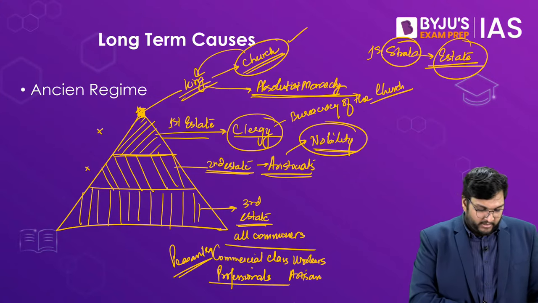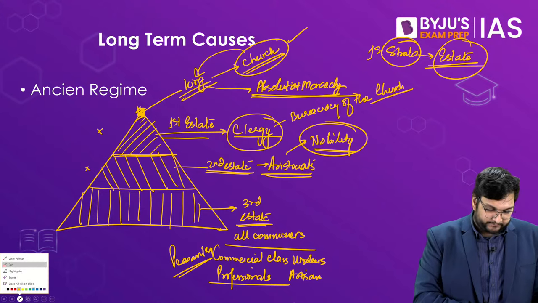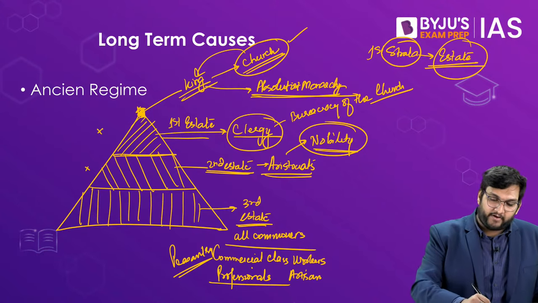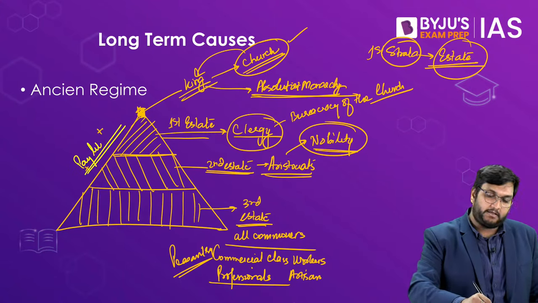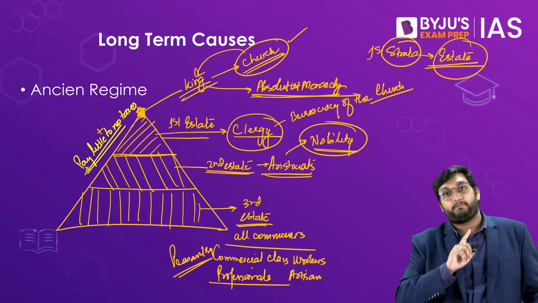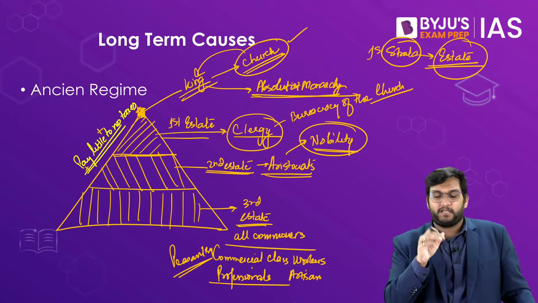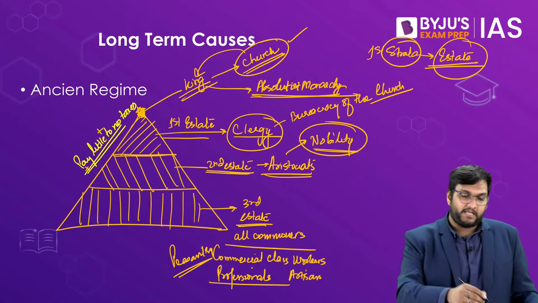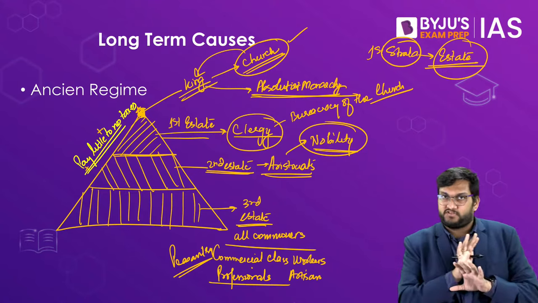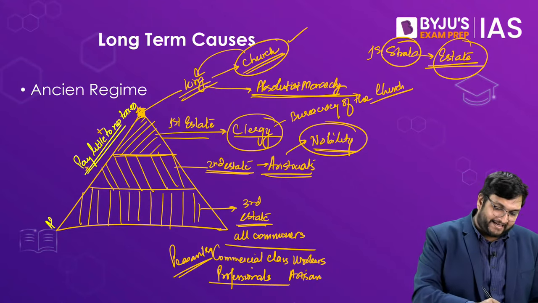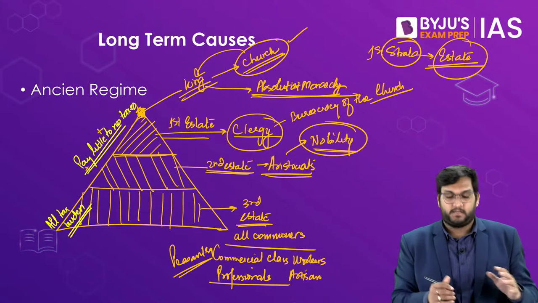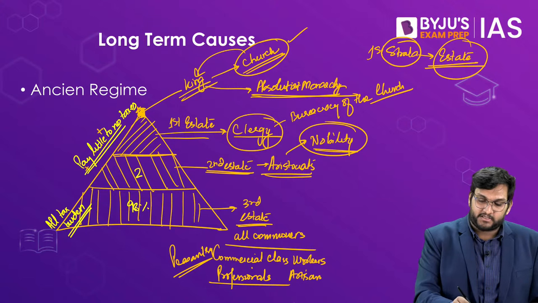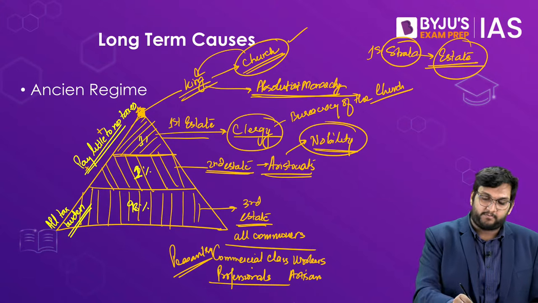Now, another important peculiarity of this system was that basically the first and the second estate pay little to no taxes. Clergy used to pay a little bit, aristocracy paid nothing. Basically, they pay no taxes at all, zero tax. And all tax burden is actually on the commoners, who are technically 98% of the population. This is 1% of the population, this is 1% of the population.